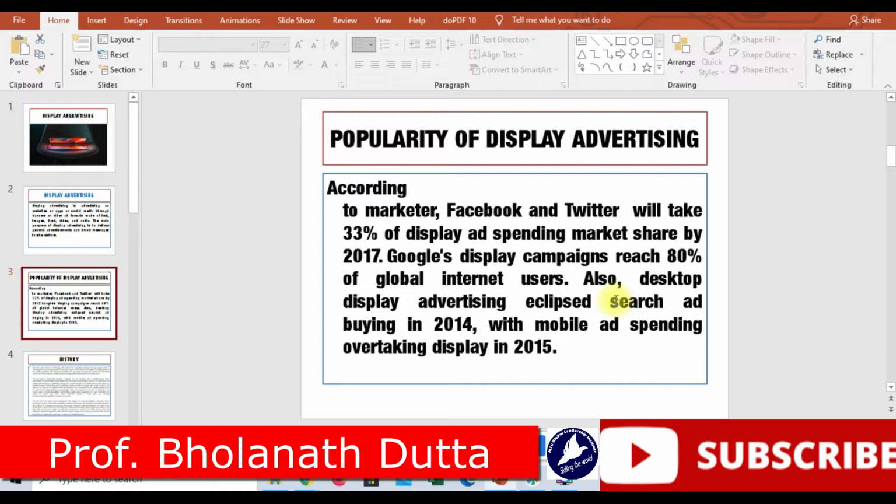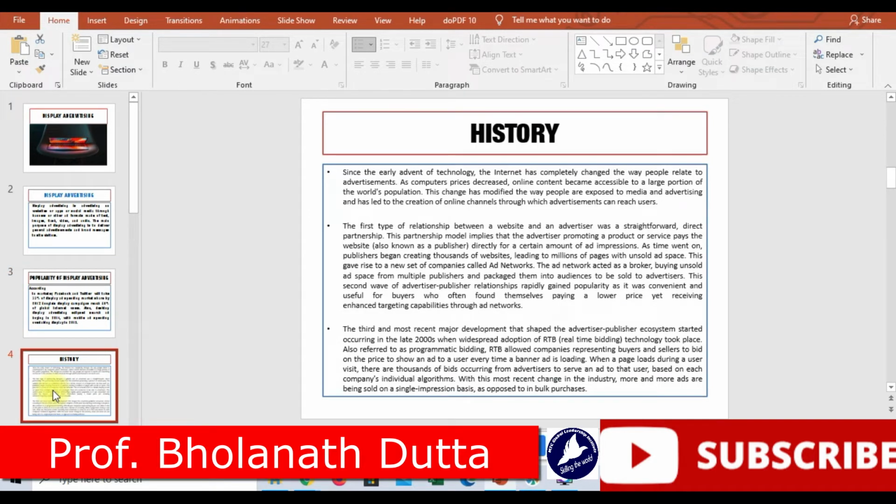And as MBAs, we must understand display advertising and other forms of advertising tools and techniques which are available under the umbrella of digital marketing. If you look at a little bit of the history of digital marketing, since the early advent of technology, when the internet came, we could see that initially computer prices were very high, but slowly the prices decreased.